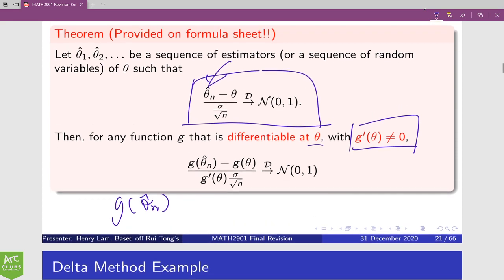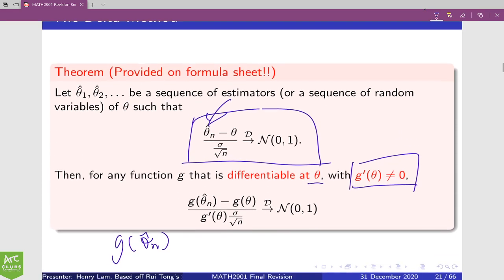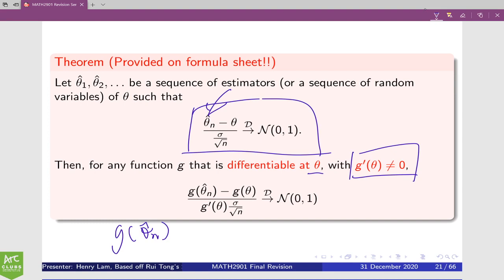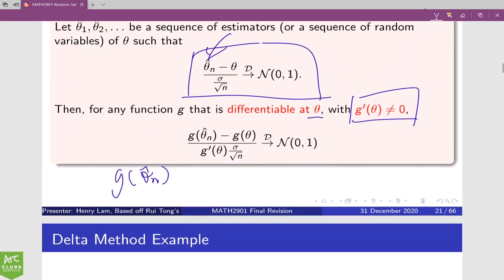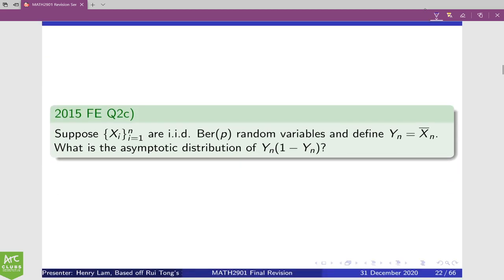This is quite nice because it makes finding things easier, so we'll go for an example. We have a bunch of IID Bernoulli random variables, and we want to find this particular distribution. We want to find the average times 1 minus the average. But this could be hard to find directly because it involves a squared version and a bunch of sums. So we're going to do this in an indirect way.